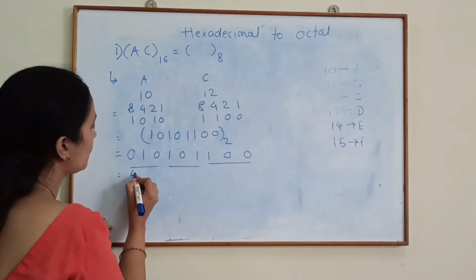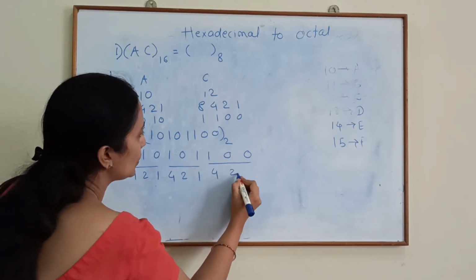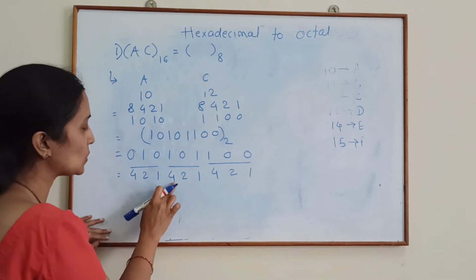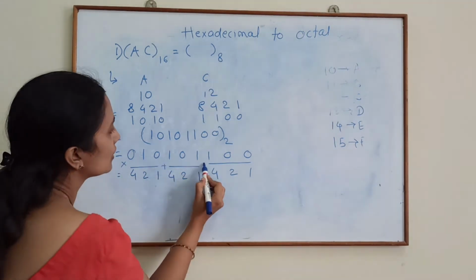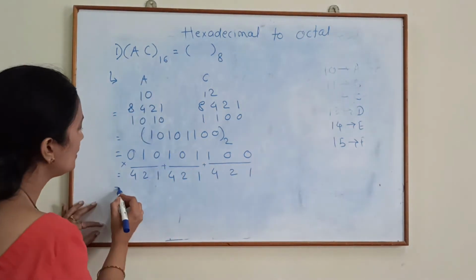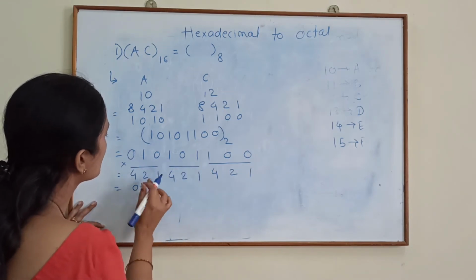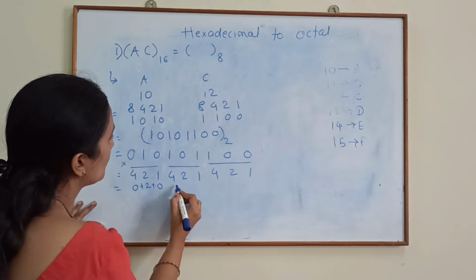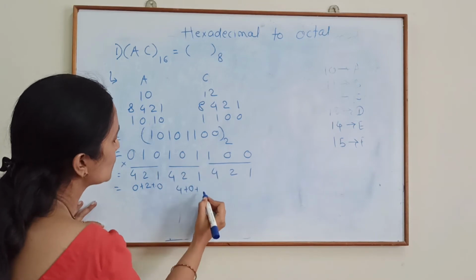Again write 4, 2, 1 for each group: 2 raised to 0, 2 raised to 1, 2 raised to 2. Multiply each coefficient with its weight and add all the answers. You will get the octal equivalent. Then 4 into 0 is 0, plus 2 into 1 is 2, plus 1 into 0 is 0. Then 4 into 1 is 4, plus 2 into 0 is 0, plus 1 into 1 is 1.